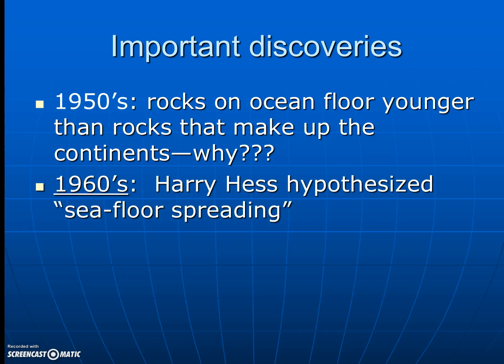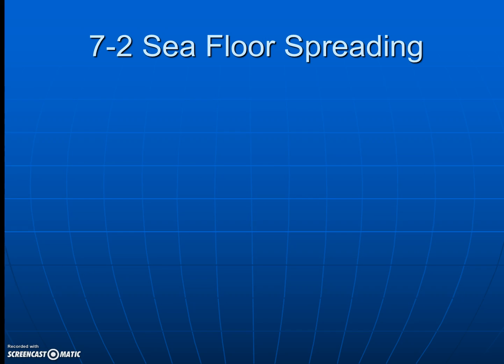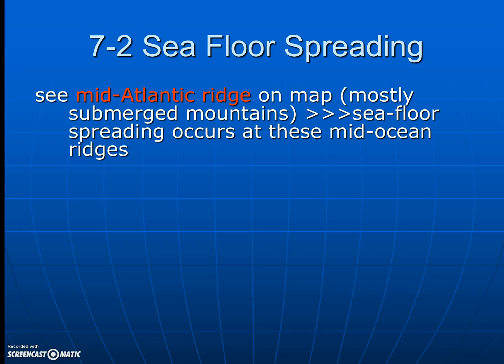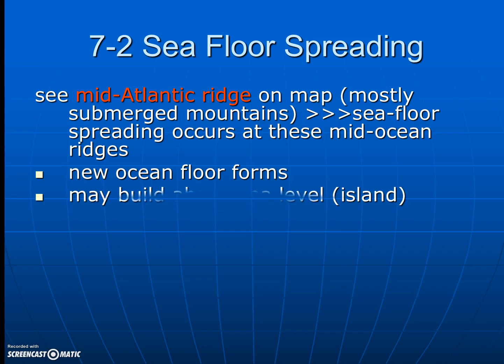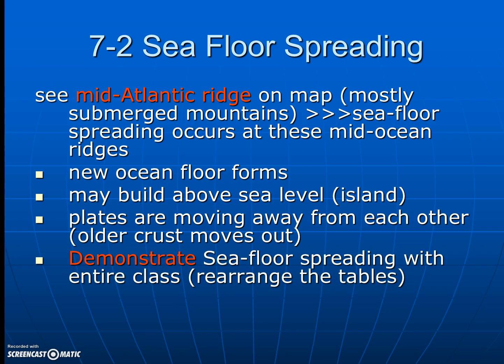In the 1960s, Harry Hess hypothesized something called seafloor spreading. And then it was found that the ocean rocks get older and older the farther away they are from a crack, which is like the mid-ocean ridge. So they called it seafloor spreading. The mid-Atlantic ridge, which is actually in the Atlantic Ocean, is where seafloor spreading occurs all the time. New ocean floor forms, and it may build above the sea level and create an island. Plates are moving away from each other, so older crust moves out, and then the new crust kind of comes in.